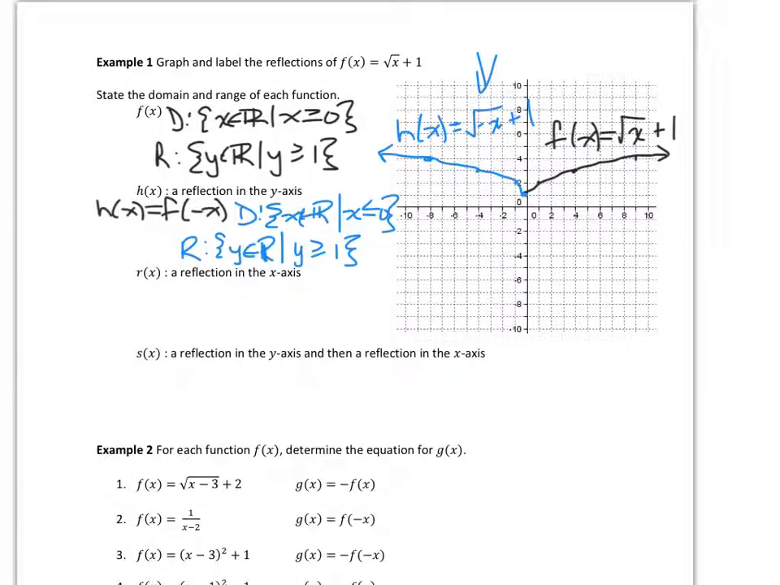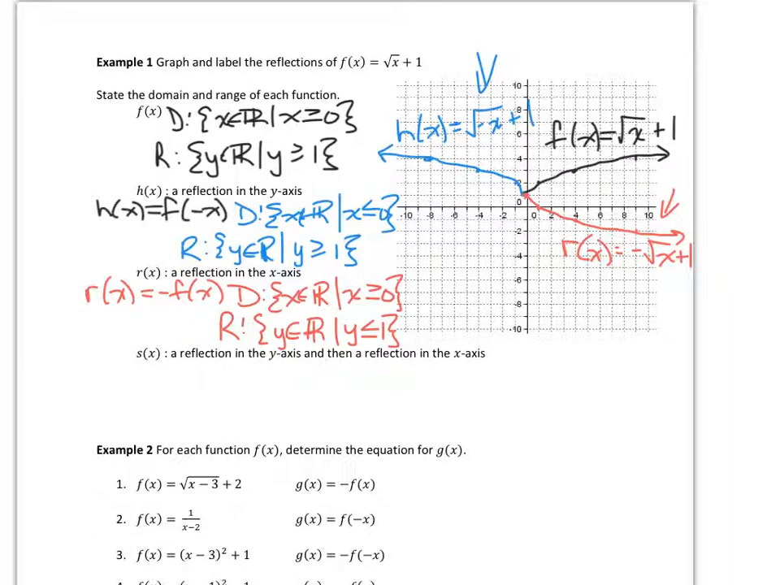So now we're going to use a different color, and we're going to reflect this across the x-axis. Okay, so now it's the y values that are going to become negative, and the x values are going to stay the same. So there we have it. There's your new graph in red. And remember that a reflection in the x-axis, a different way to say that is to say r of x equals negative f of x.